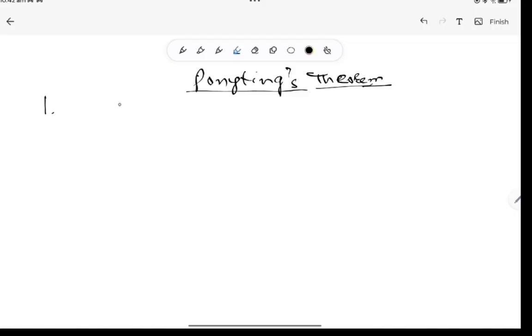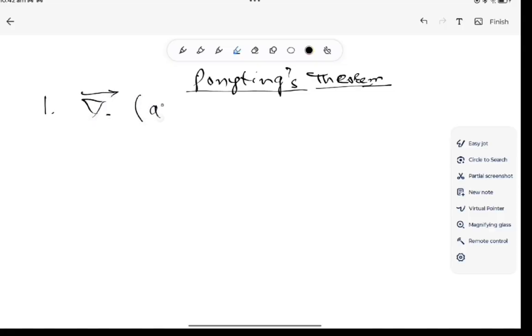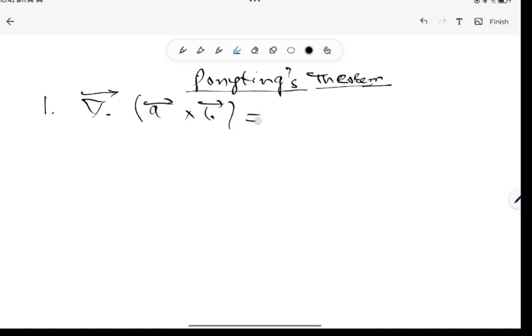A product rule from vector calculus which states that del dot (A cross B) is equal to B dot (del cross A) minus A dot (del cross B). So this is that product rule we will be using. Very important thing for us.